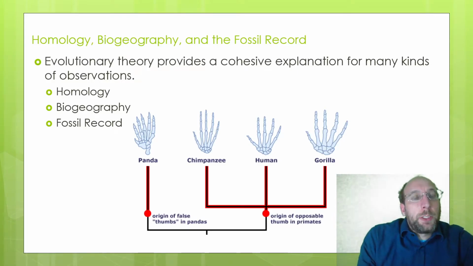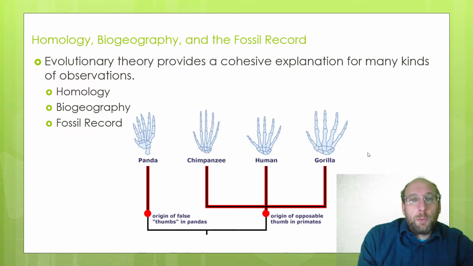Okay, I wanted to quickly talk about the evidence for evolution. So, the three main observations that help support evolution are homology, biogeography, and the fossil record. This illustration here actually shows some evidence through homology.